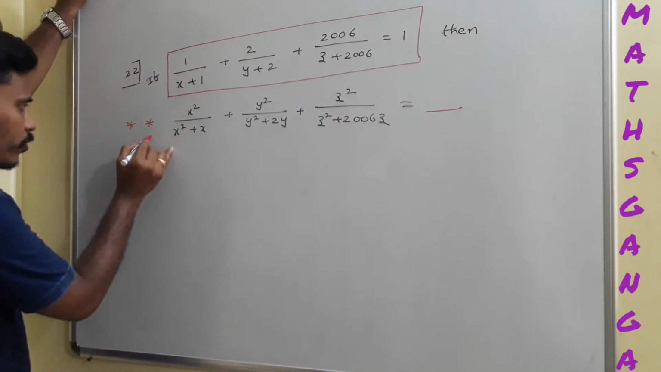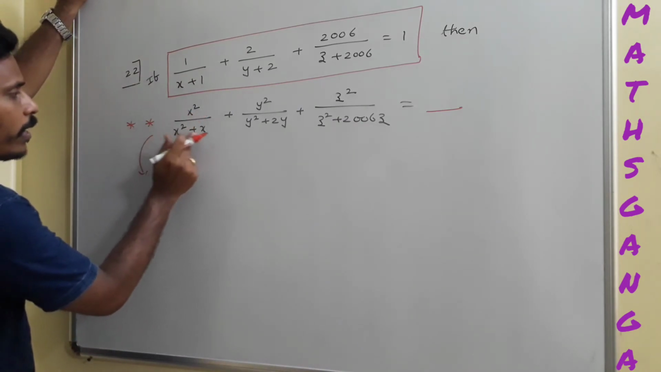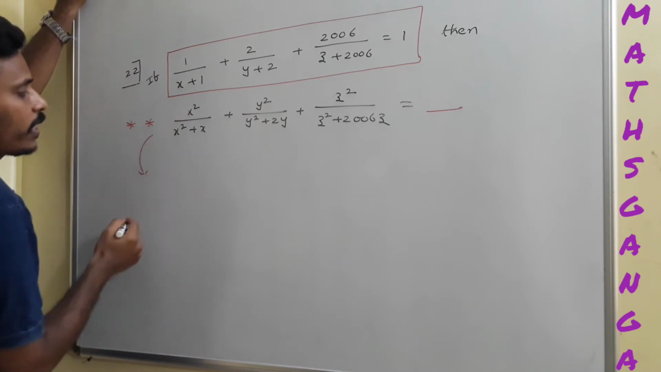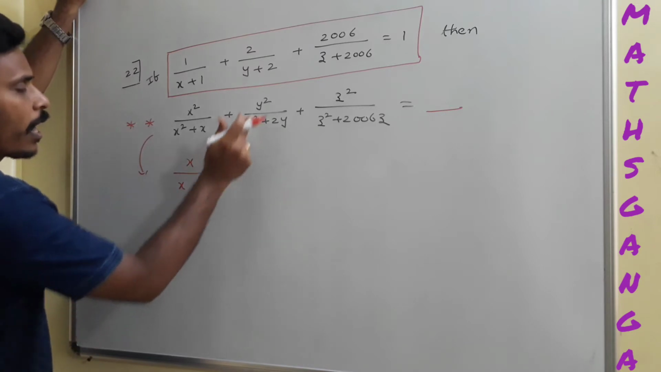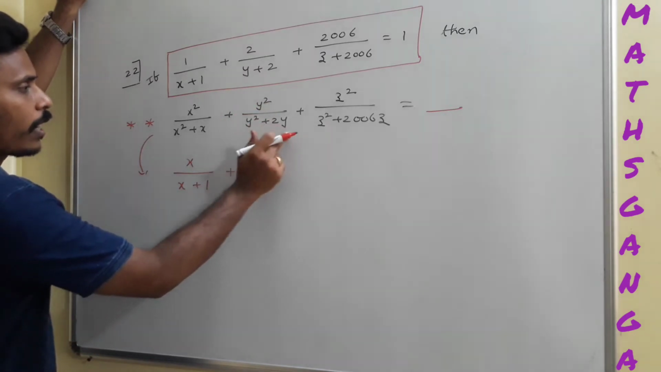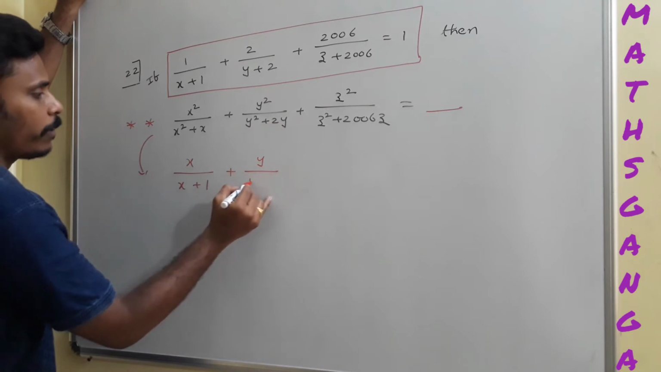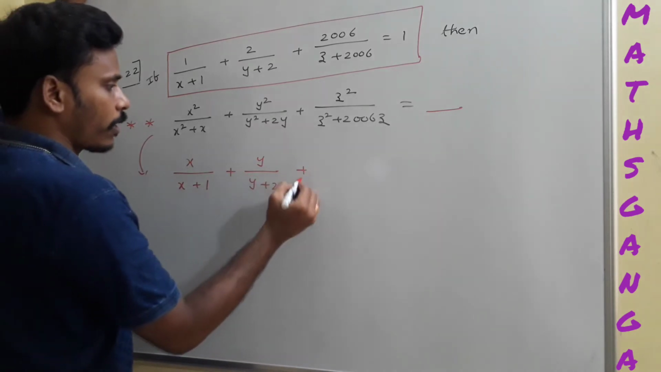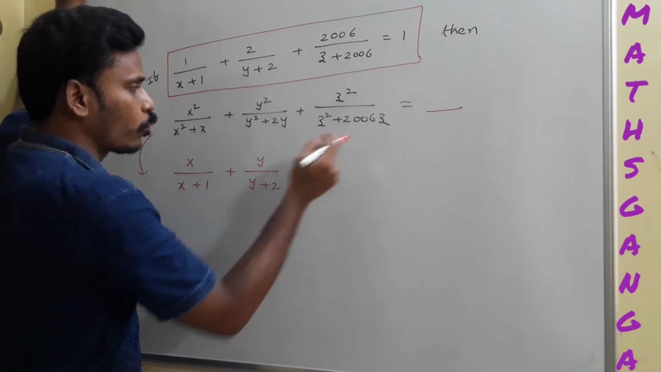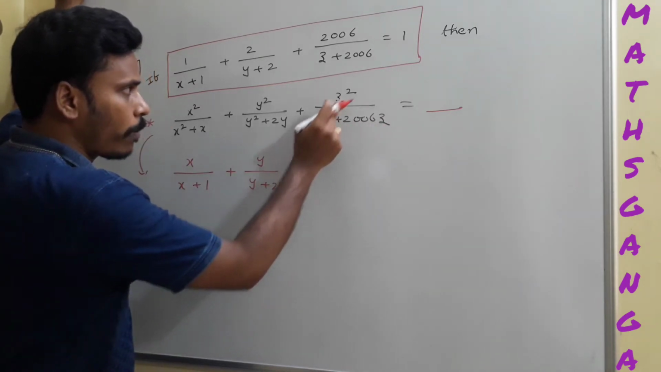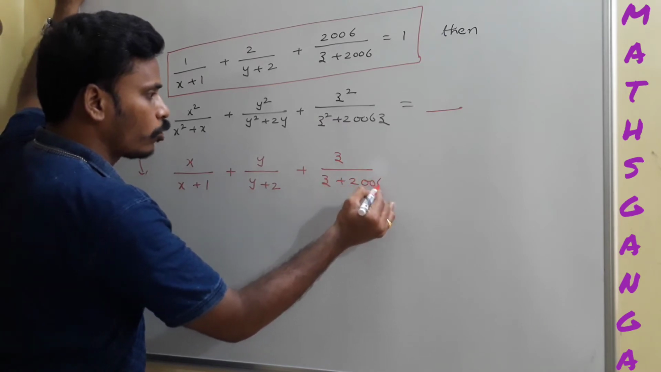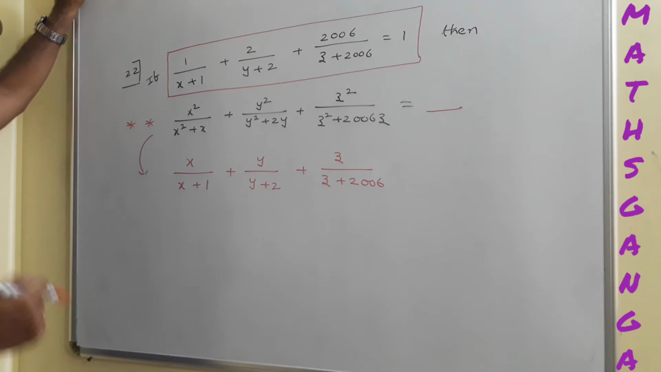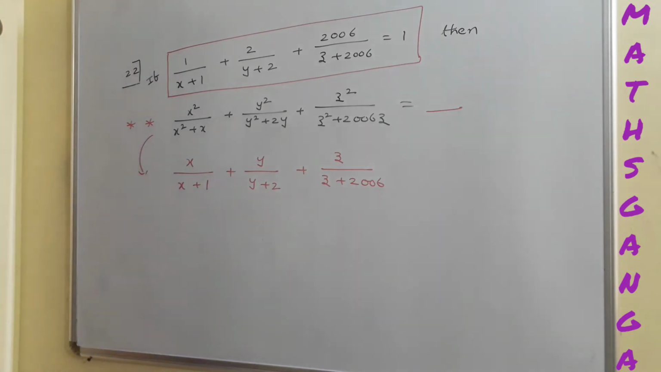See, the first step is x square by x square plus x. Taking x common, one x will get cancelled easily, and I will write it like x by x plus 1, nothing wrong. And here also y square and y square plus 2y, common out one y, get cancelled: y by y plus 2. Plus z square by z square plus 2006z. Again take one z common and then cancel it out. You are left with z by z plus 2006. Is there anything wrong? Nothing. Just cancel x, cancel y, cancel z from the three terms.